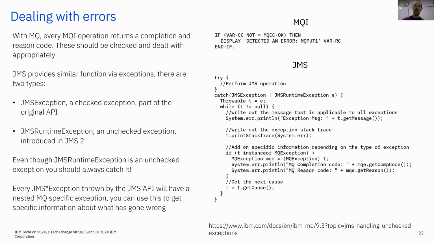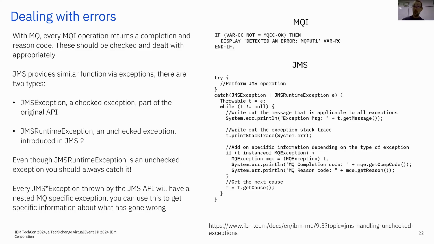JMS, because it's a Java API, does everything via exceptions. That's the standard way to deal with errors in a Java environment, so doing anything else would be strange. The thing to watch for is that the JMS API has two types of exceptions.